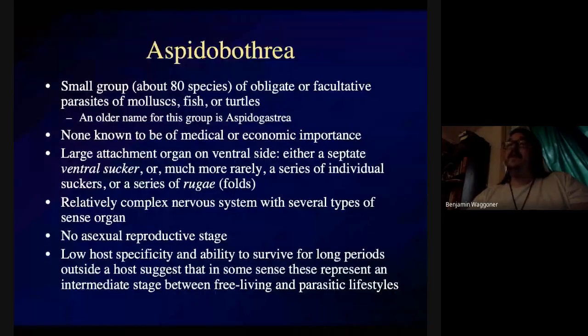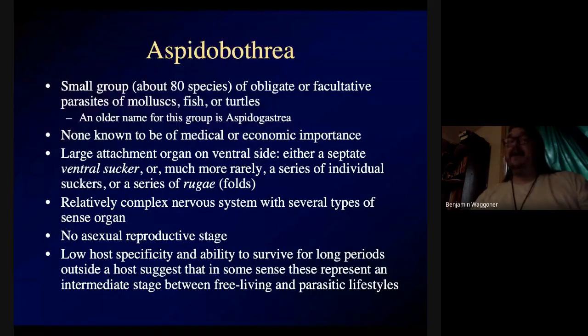It's not a big group. None are known to be of economic importance. There is a sucker around the mouth. These feed directly, unlike tapeworms, which absorb through the skin. These feed with mouths and guts. There's a sucker around the mouth and a large attachment organ on the ventral side. Usually that is a big ventral sucker. Much more rarely, it might be several individual suckers. In one, it's actually not suckers, but a bunch of folds called rugae. But typically, you have a big ventral sucker.